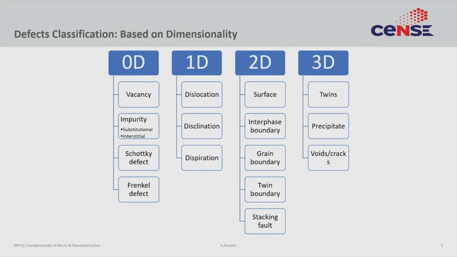Some of the defects are 2D. You can imagine surface, right. So, at the surface there is a break in the lattice symmetry, so that would cause defects. And there are other defects which are 3 dimensional. You can have a precipitate inside your semiconductor, which can be a defect. You can have voids, cracks, etc.